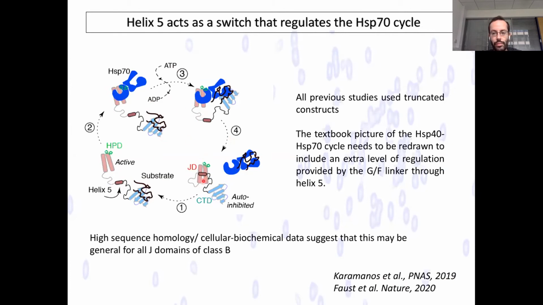So this is important because it suggests that this HB40, HB70 cycle has to be redrawn to include this extra layer of regulation provided by the GF linker through helix 5. And if you look at the sequences of the different HB40s, the helix 5 region is kind of conserved, at least in sequences of class B. And so this might not necessarily be limited to DNAJB6, but to other HB40s. And this very nice paper from last year from Rosenzweig's lab, they kind of confirmed this mechanism by using DNAJB1.